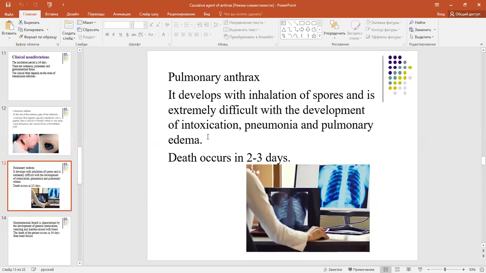Pulmonary anthrax develops with inhalation of spores, and it is extremely difficult. With the development of intoxication, pneumonia, and pulmonary edema, death occurs in 2 or 3 days. Okay, a very dangerous, very severe clinical form, pulmonary anthrax.